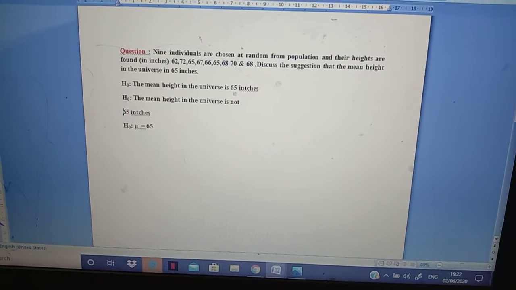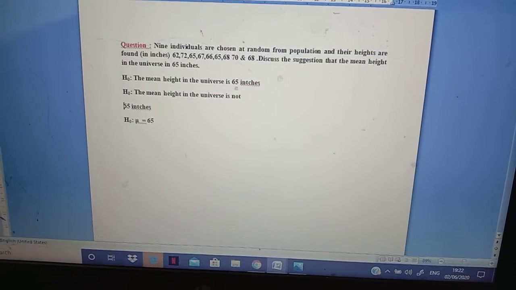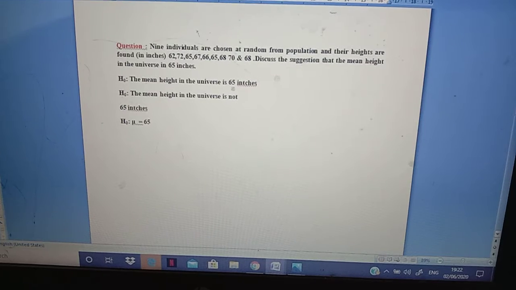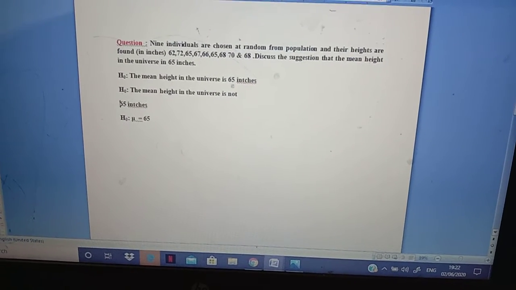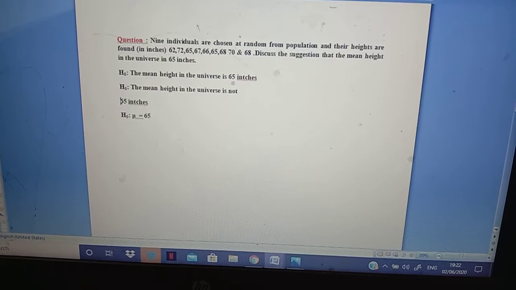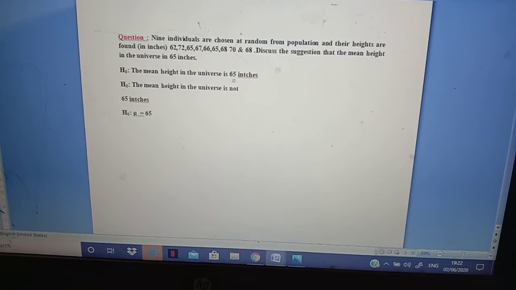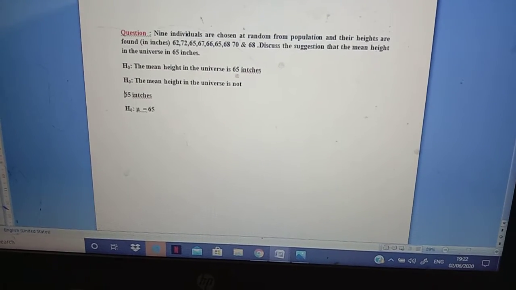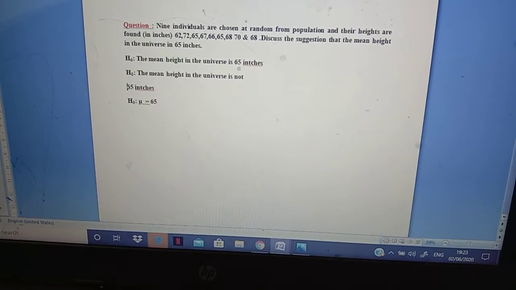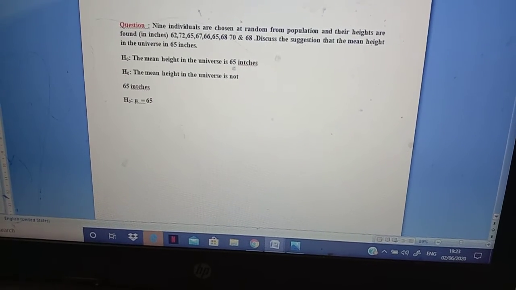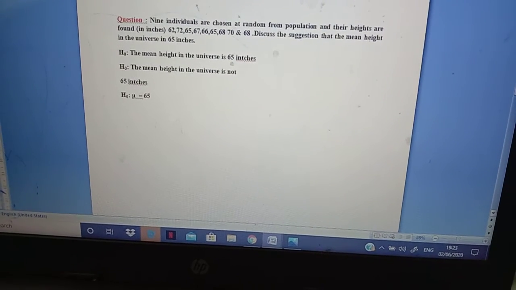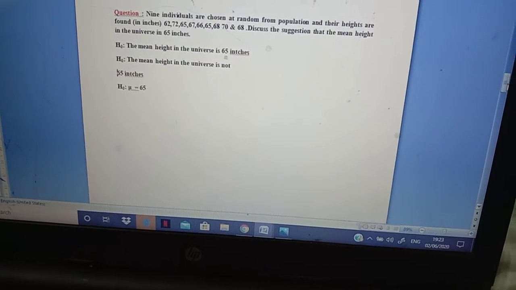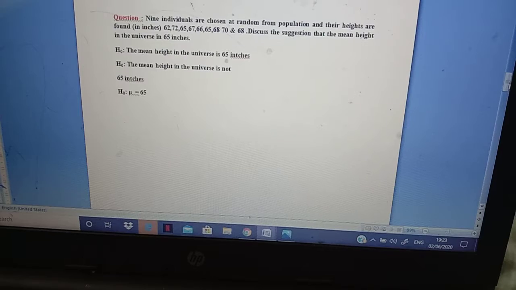To create the unbiased nature, we have to make the situation equal for the parent population as well as the sample. So here they have made the statement that the mean height is equivalent to the universal mean height, that is 65 inches. If this condition is proven, then the sample comes from the parent population. But if it is not, the sample in the question is not coming from the parent population. That is the exact meaning of this statement.